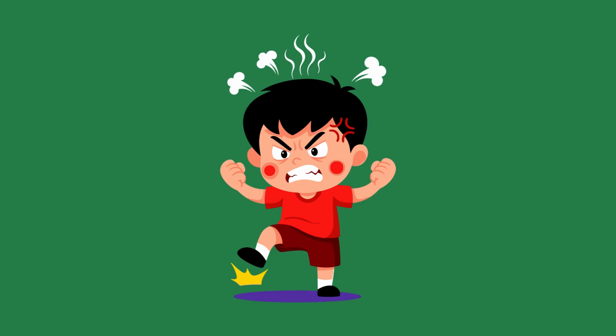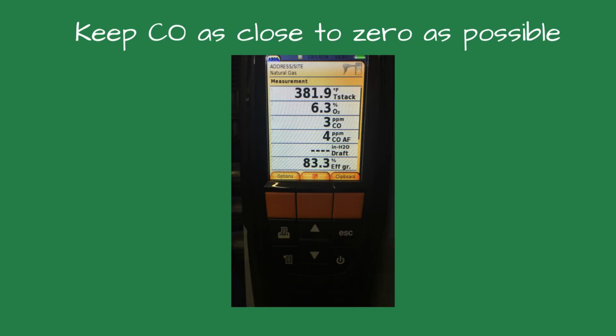Carbon monoxide doesn't like change. Every change of the air to fuel ratio, even going from high to low fire, causes a momentary spike in CO levels. It quickly levels out, but the CO is having a hissy fit because of the change.